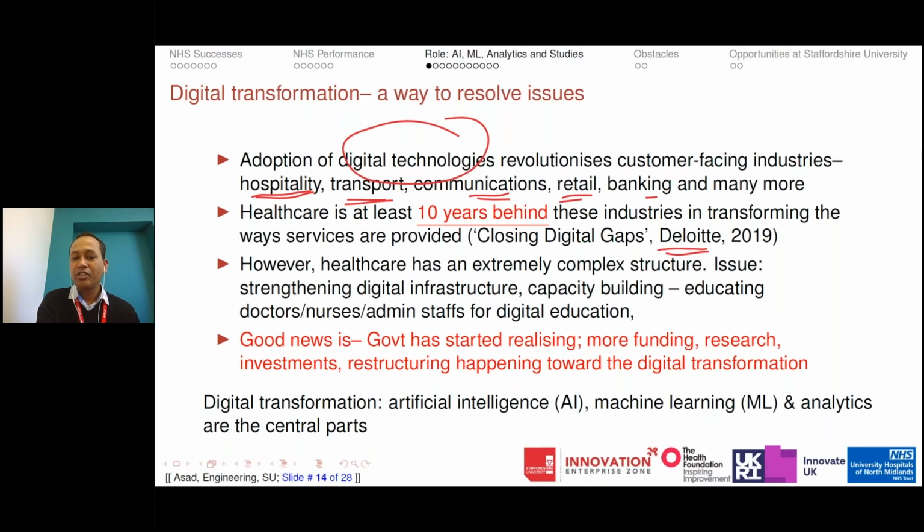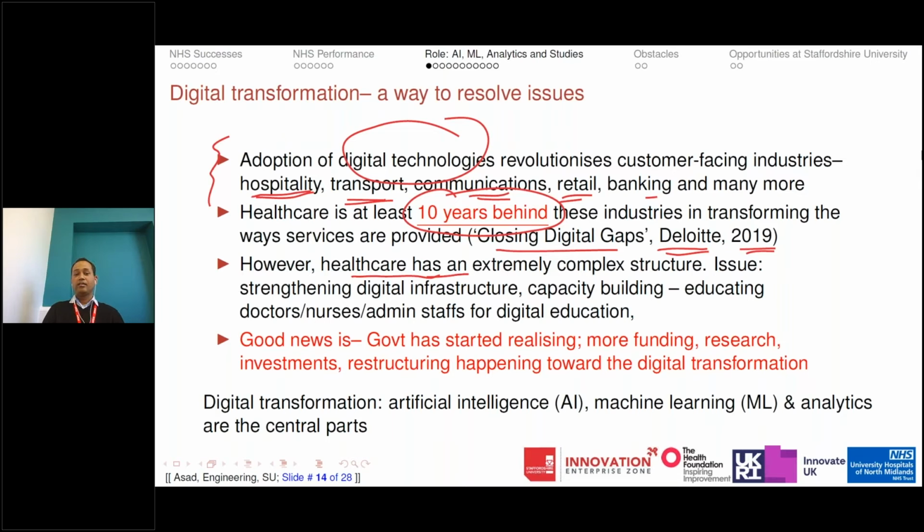Deloitte published one of their reports, closing the digital gaps for healthcare, in 2019. They mentioned the NHS is 10 years behind these industries. Whatever the reason, we are not going to concentrate on it at this point, but the healthcare sector is way behind those sectors.